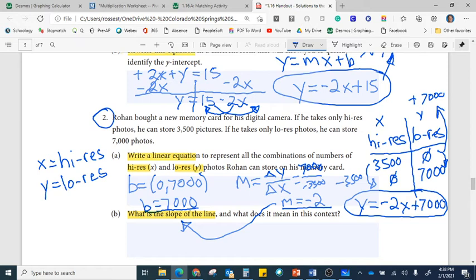Okay, so if we're talking like the low resolution is y, okay, for every drop of 2, for every high resolution photo, so for every high resolution photo, Rohan can take two less low resolution photos.